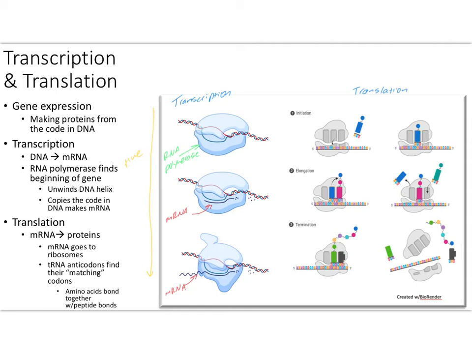So the next phase is translation. And translation is a process of taking mRNA and creating proteins. This process also has initiation, elongation, and termination. And initiation occurs when mRNA goes to the ribosomes. In this diagram, the ribosomes are the gray structures.